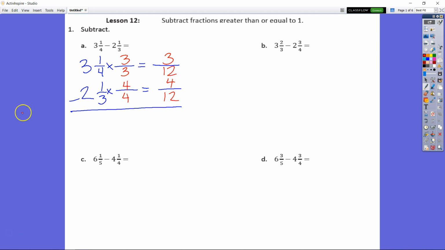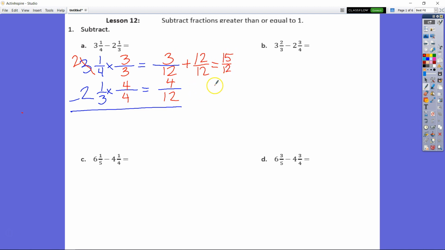So now we have our dilemma. We have 3/12 minus 4/12. If we have 3/12, we can't take away 4/12, but we can take one whole away. Now we have two wholes, and our one whole that we took away, we're going to rename or decompose as 12/12. So now we have 12/12 plus 3/12. Remember, we took one of our wholes away and turned it into 12, so we can have enough 12s to take away our 4/12. So 12/12 plus 3/12 is equal to 15/12.